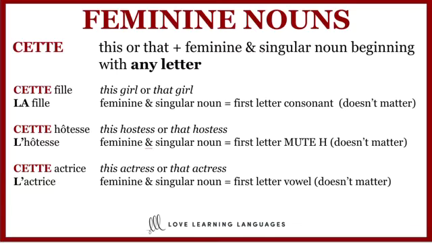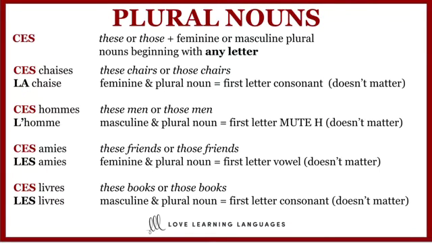All right, feminine nouns. Remember, we're always going to use CETTE with feminine nouns when they are singular. It doesn't matter if they begin with a consonant, mute H, or vowel. So we're going to say cette fille, this girl, that girl, cette hôtesse, this hostess, that hostess, cette actrice, this actress, or that actress.